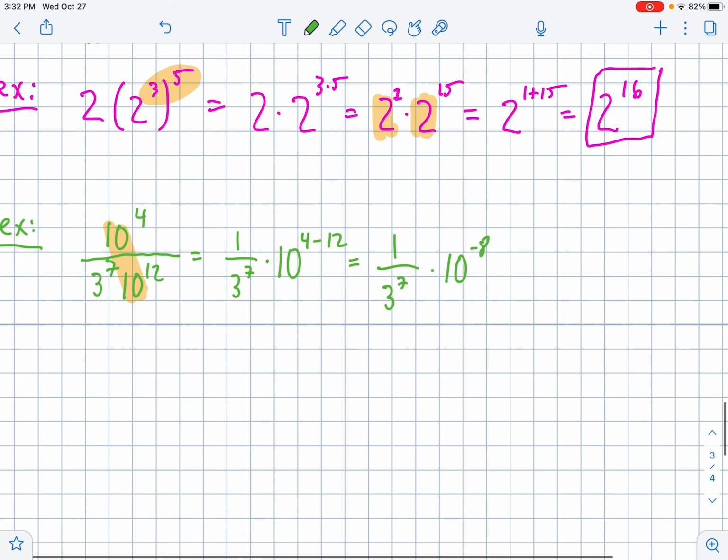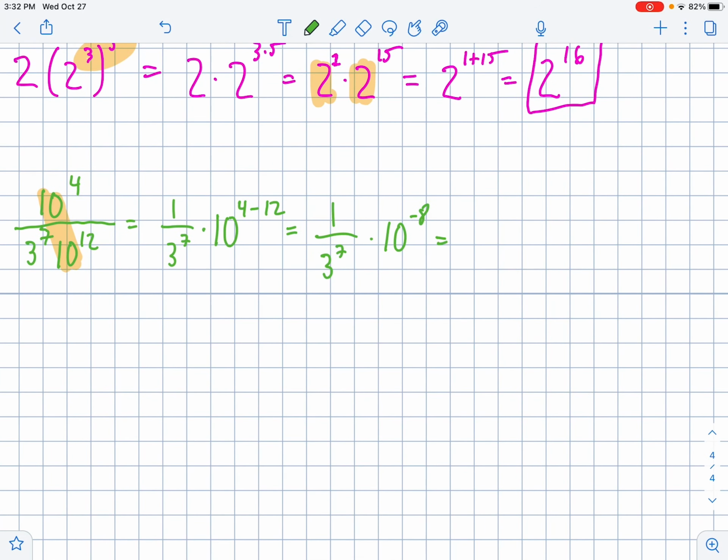Now, don't forget that negative exponents you can throw into the denominator. So I'm going to let the 1 over 3 to the 7th just hang out. And then this becomes 1 over 10 to the 8th. Which you can smush together into one final answer of 1 over 3 to the 7th times 10 to the 8th.